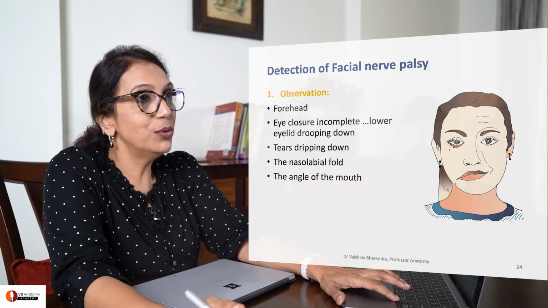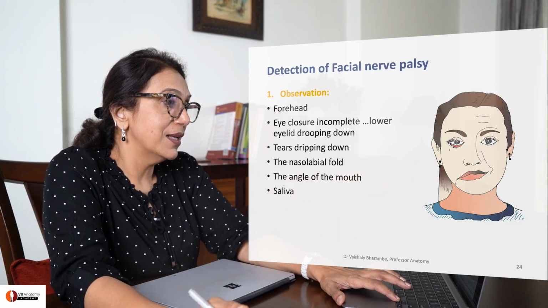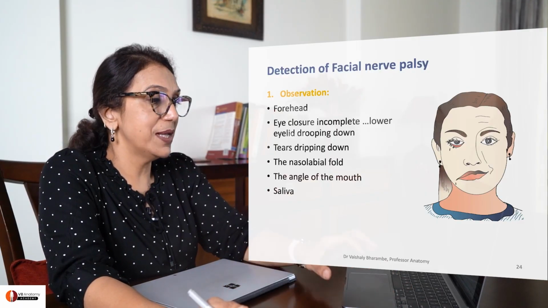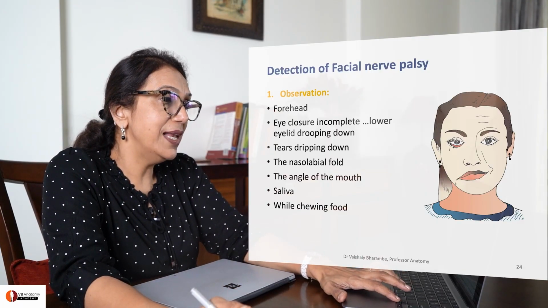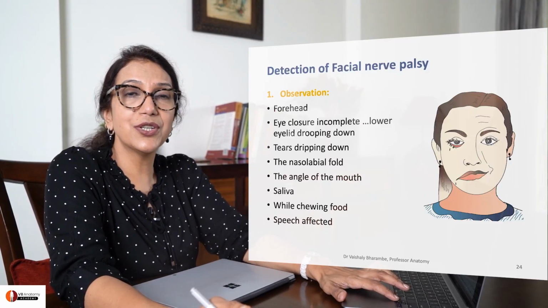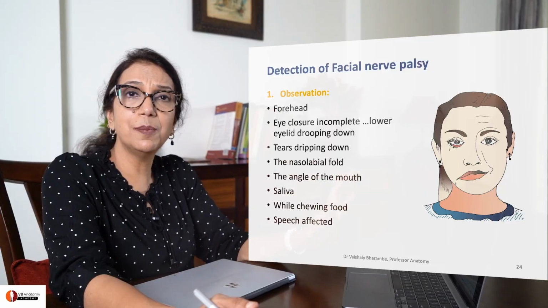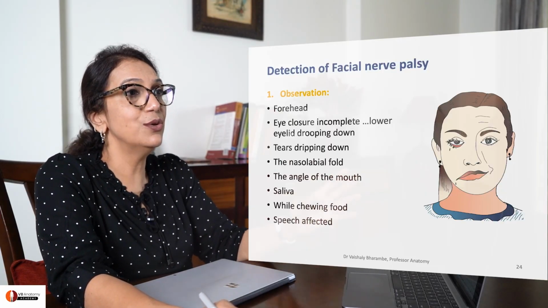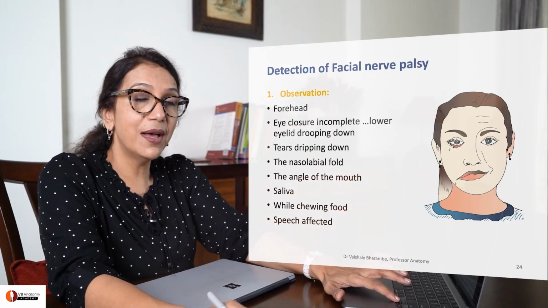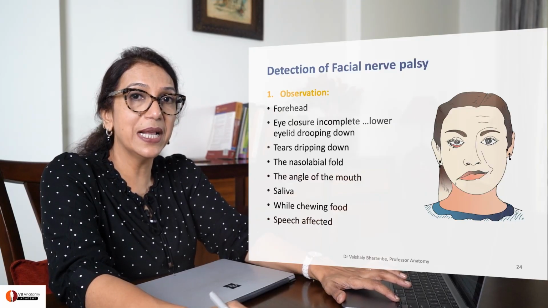Okay, please use the image to understand better. The angle of the mouth begins to droop downwards. There is saliva dripping down from the angle of the mouth, and the speech of the patient is affected. So this is your observation. You have not touched the patient yet. You are just observing and you see all these things and you have thought, okay, this is facial palsy.